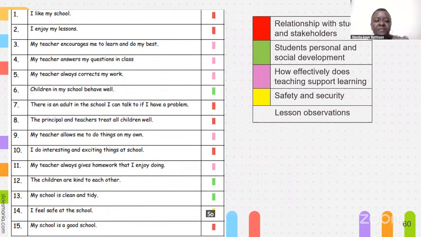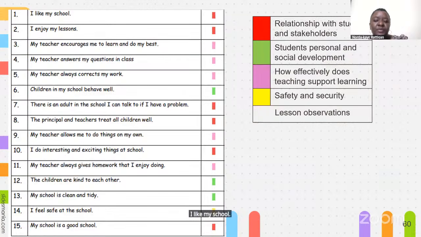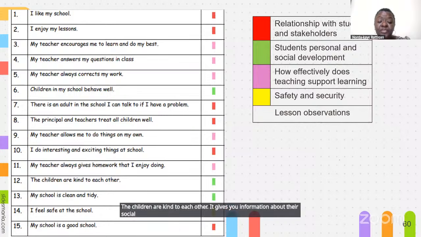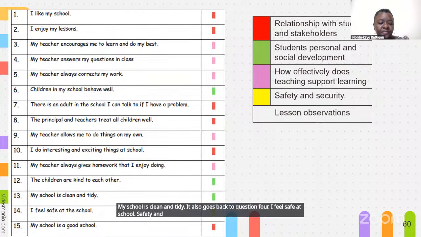So this is some of the information that is pulled from the survey, and it's color coded. It will tell you where you plug the information back into your SSE. I like my school, it will tell you the relationship with the students and stakeholders. The children are kind to each other, it gives you information about their social development. My school is clean and tidy, it also goes back to question 4. I feel safe at school, safety and security.